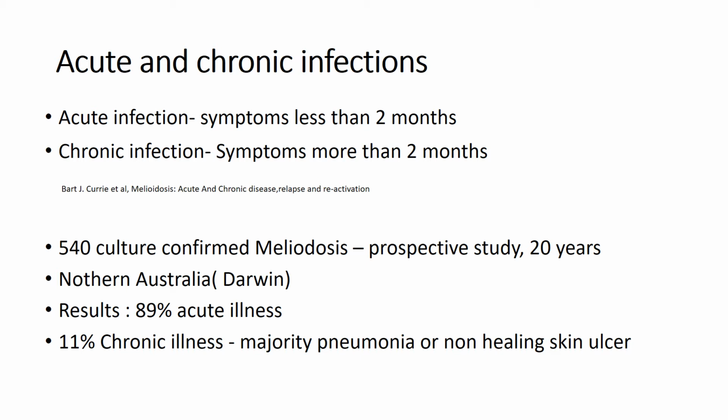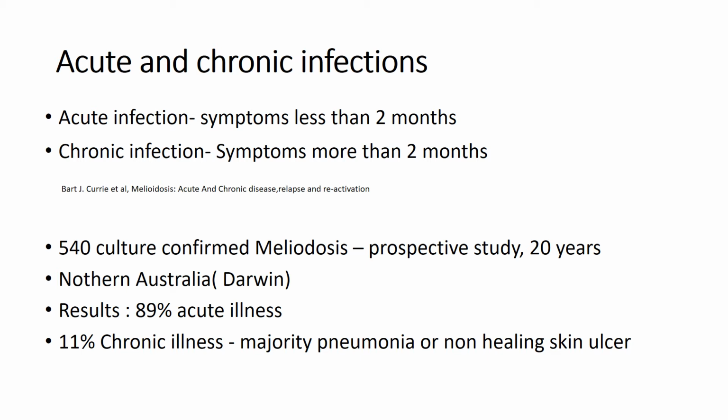So acute infections usually occur when the symptoms are less than 2 months, whereas chronic is 2 months or more. So it's simple. This is a paper by Currie et al., and this is how they define it. Now this same paper, they actually studied 540 confirmed melioidosis patients, culture confirmed, right? And they prospectively studied them over 20 years, and this was done in Northern Australia, Darwin, Royal Darwin Hospital.